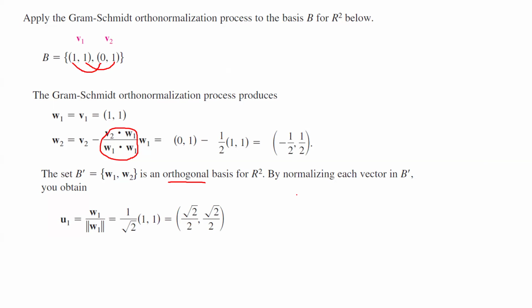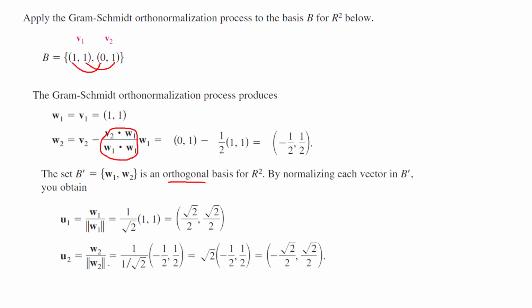u1 is w1 divided by the magnitude of w1, which is 1 over square root of 2, times 1 and 1, which is square root of 2 divided by 2, and square root of 2 divided by 2. And u2, you just normalize w2. You found w2 here. You're going to divide that by the magnitude of this vector. It is 1 over square root of 2 multiplied by negative a half and half. You can just switch this. You get square root of 2 times negative a half and a half, or negative square root of 2 over 2 and square root of 2 over 2.